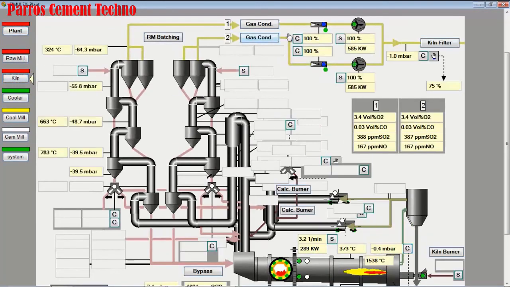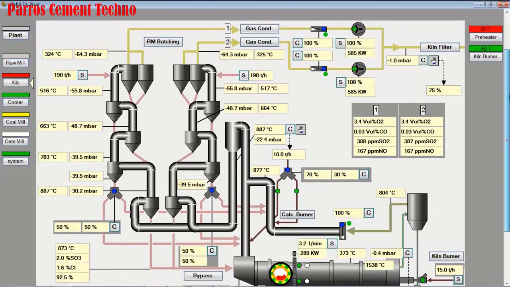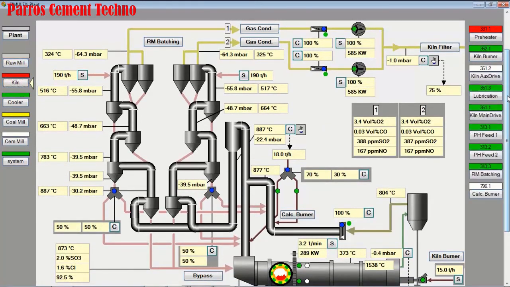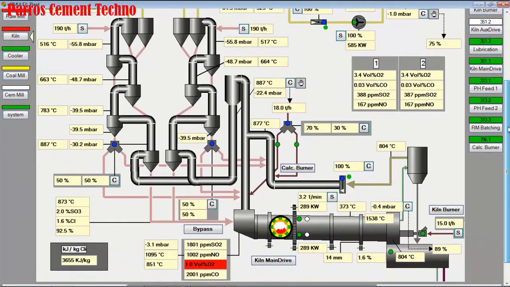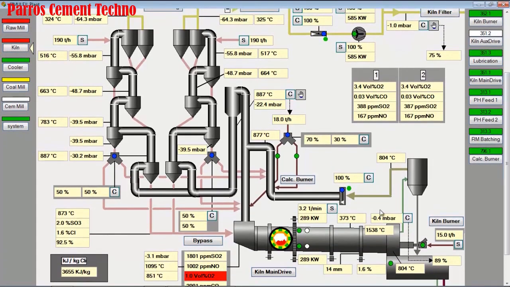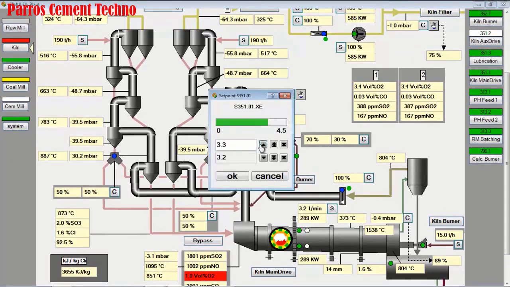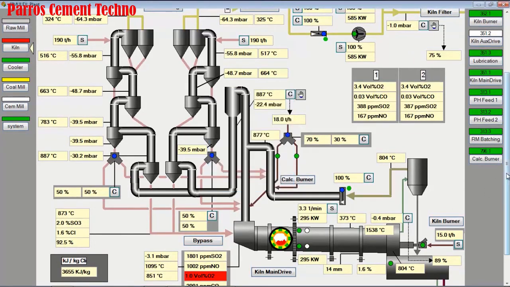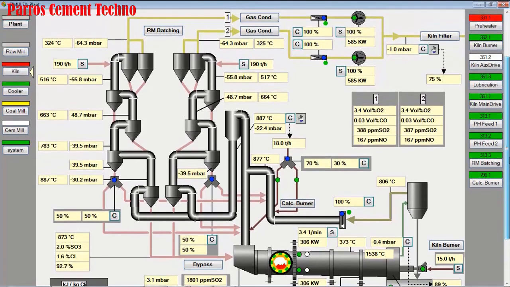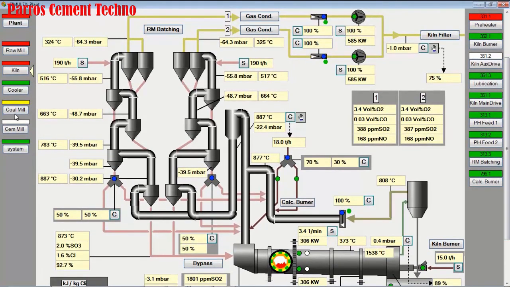We return to the main display of the kiln monitor. O2 at the kiln inlet is still 1%, and free lime is still 1.6%. We increased the kiln speed from 3.2 rpm to 3.4 rpm, so that the kiln load is reduced.